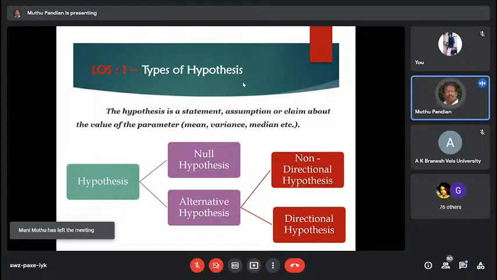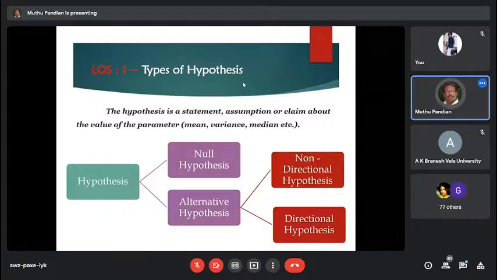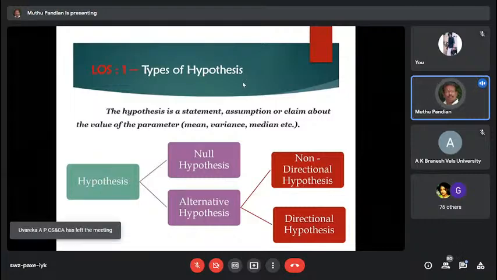If I am using the not equal to symbol, my hypothesis will be called a non-directional hypothesis. That is also called a two-tailed test. When we have a two-tailed test, in my alternative statement, I am using the not equal to symbol.